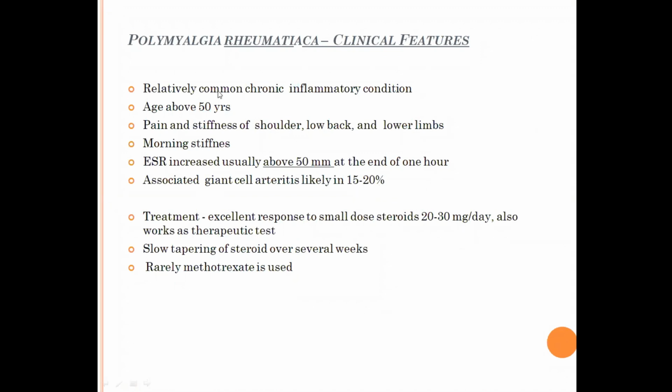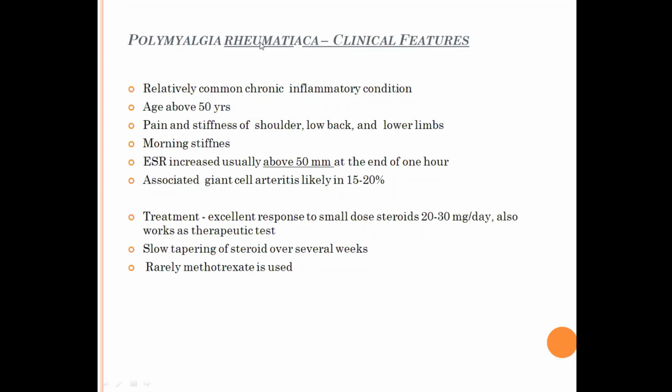Now, clinical examination will not show anything specific. It's only on the history: morning stiffness, more pain in the morning, affecting upper and lower limbs. The patient is really in trouble. ESR is above 50 mm. So you have made a clinical diagnosis.